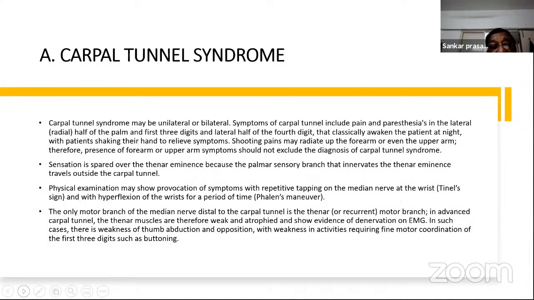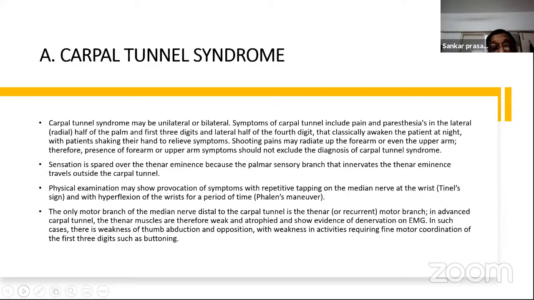It may be unilateral or bilateral. The symptoms include pain and paresthesias, especially at night, and they awaken the patient, and the patient has to shake their hand to relieve the symptoms. Any obscure pain in the upper limb, first you think of carpal tunnel syndrome. Sensation is spared over the thenar eminence because the palmar sensory branch that innervates the thenar eminence travels outside the carpal tunnel.